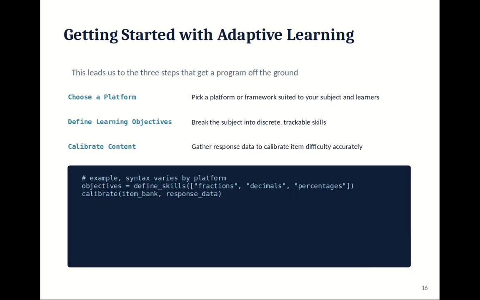Getting started with adaptive learning. This leads us to the three steps that get a program off the ground. Choose a platform: pick a platform or framework suited for your subject and learners. Define learning objectives: break the subject into discrete, trackable skills. Calibrate content: gather response data to calibrate item difficulty accurately.